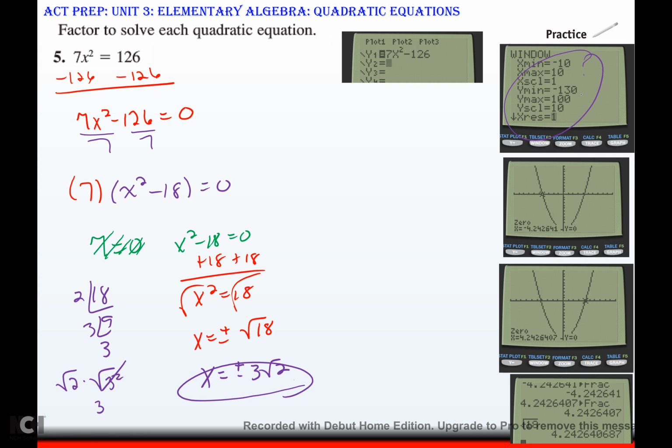Look at the graph or the table or the window that I had to pick to get a good picture. Okay? So you have these decimals, and if you try and turn them into fractions, it just puts them back as decimals, which means it's not rational because of that square root of 2 in it.